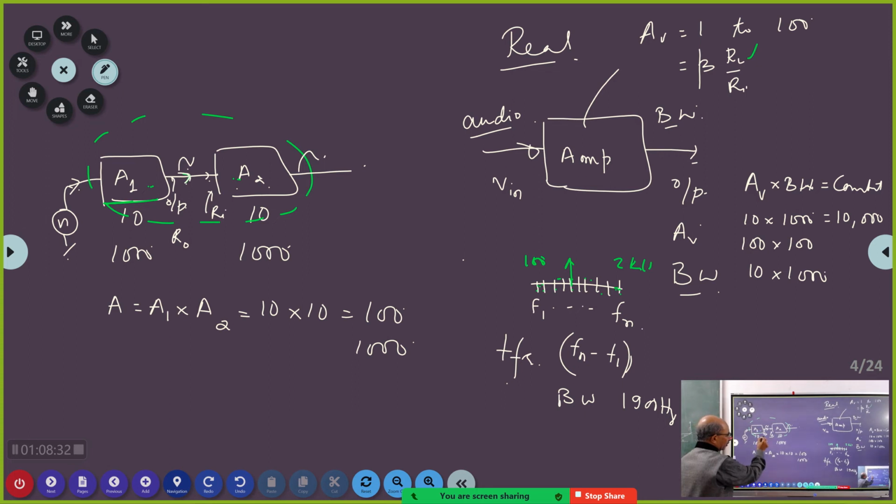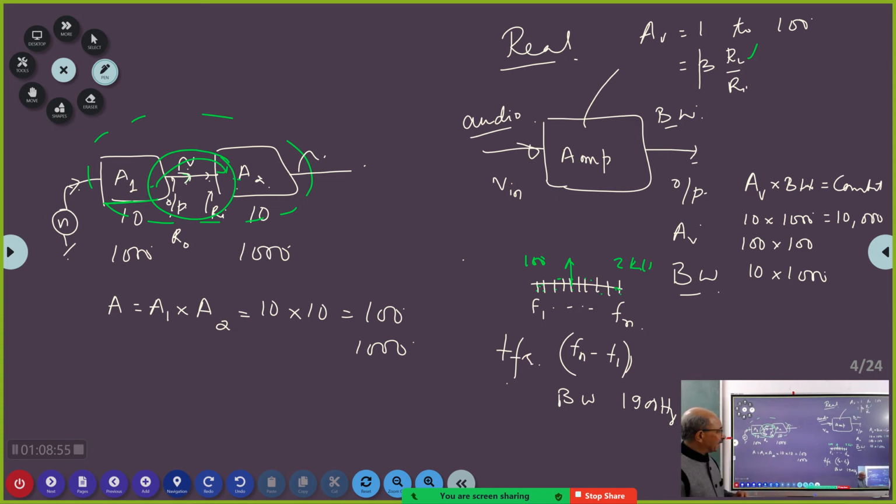If the output resistance of this is equal to the input resistance of this, then I will have maximum power transfer from here to here. Got it? Okay. So understand? So you will learn about all this. Therefore, you need to ensure that the impedance matching also takes place between the two.